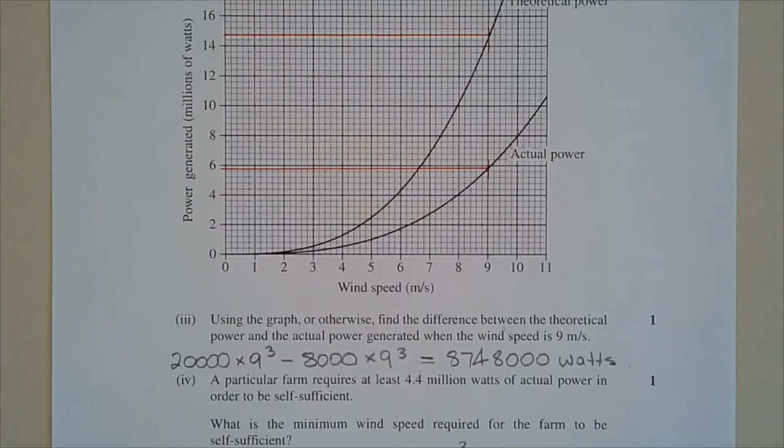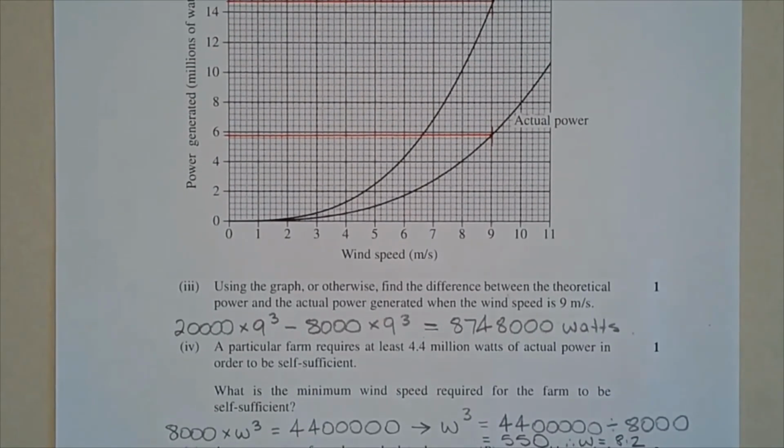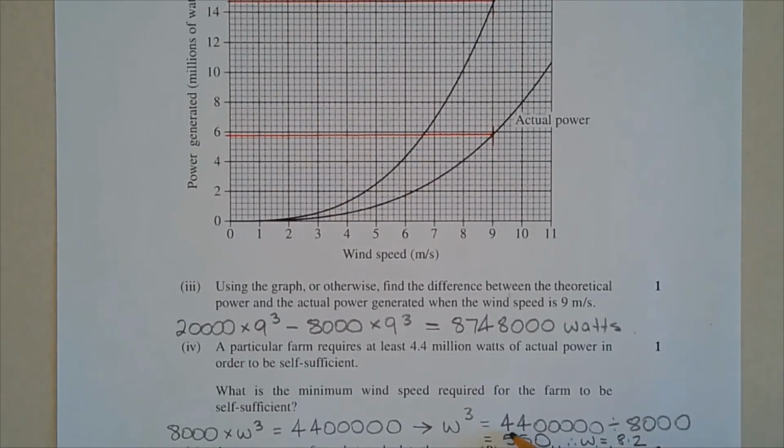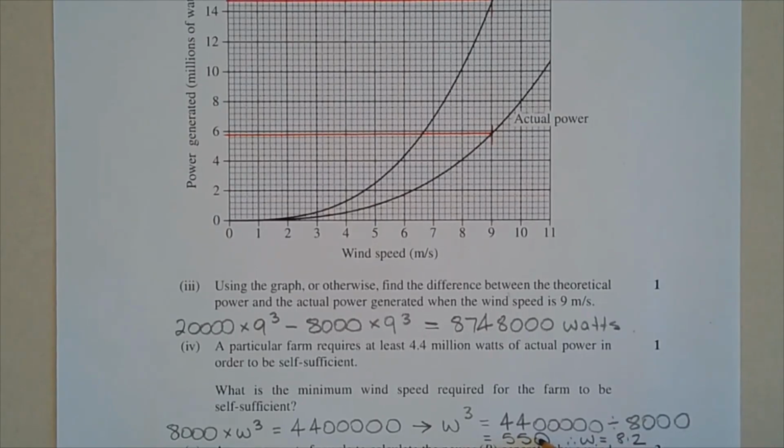So we're going to use the formula 8,000 W cubed. We're going to equate that with 4,400,000 and then solve for W. So 8,000 multiplied by W cubed is equal to 4,400,000. Next, we're going to make W cubed the subject of the formula by dividing 4,400,000 by 8,000. So 4,400,000 divided by 8,000 is equal to 550.